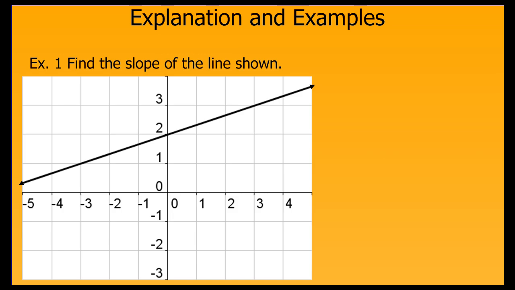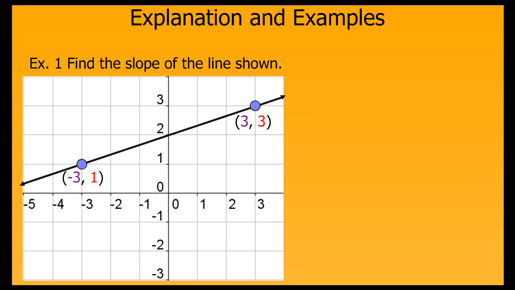We want to find the slope of this line that has already been graphed for us. To find the slope, we can pick any 2 points on the line. To make our life easier, we try to pick points that are easy to work with, so they typically have coordinates that are integers, but please keep in mind that doesn't have to be the case. So for this graph, 2 points that would be easy to work with are -3, 1 and 3, 3.